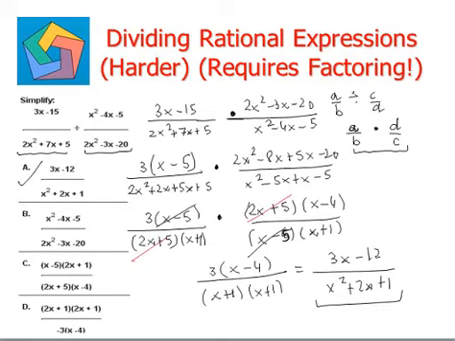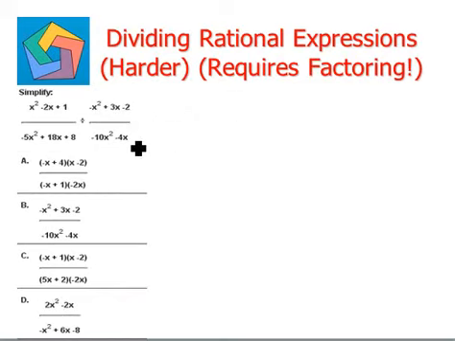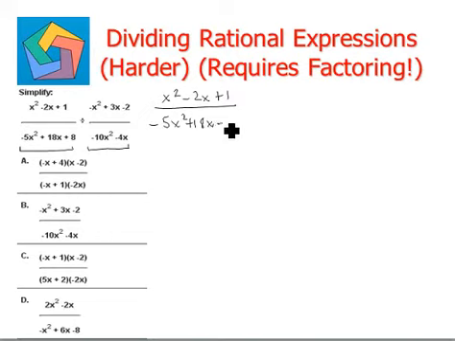Let's try the next question. It says simplify one rational expression divided by the other. Now we'll follow the same rule. Keep the first rational expression the way it is, no changes. The next step is to change the division sign to multiplication, putting the dot, and flipping the second fraction, that is, the denominator becomes the numerator and the numerator becomes the denominator.